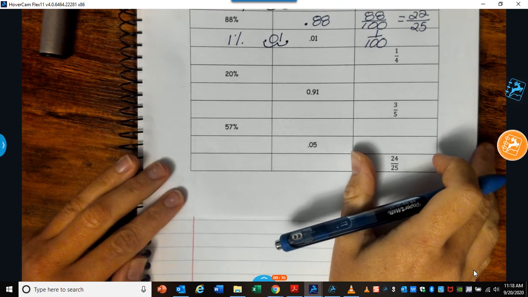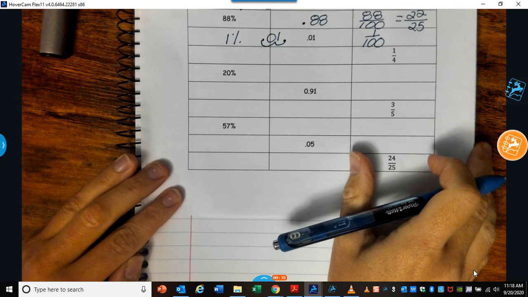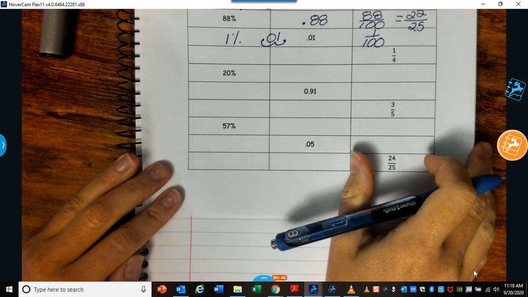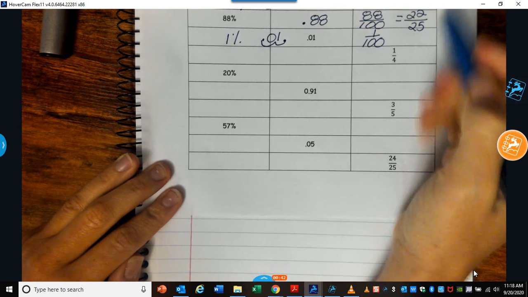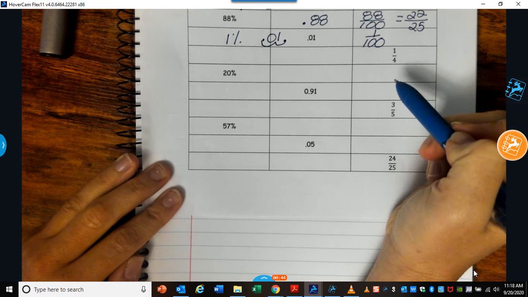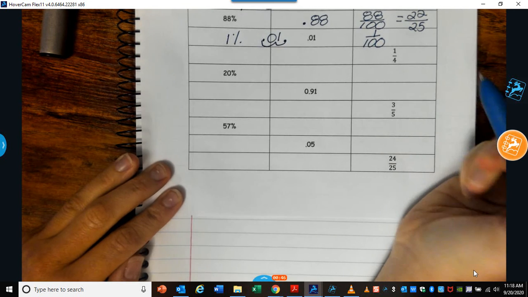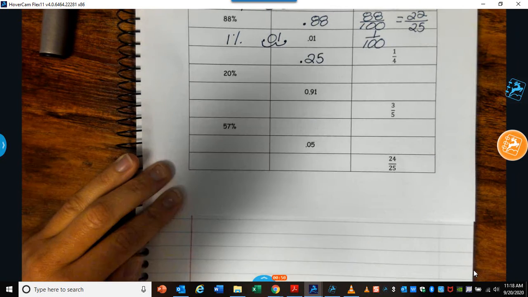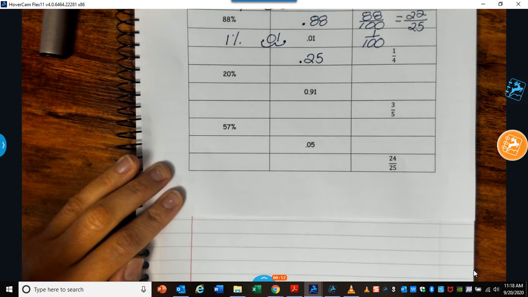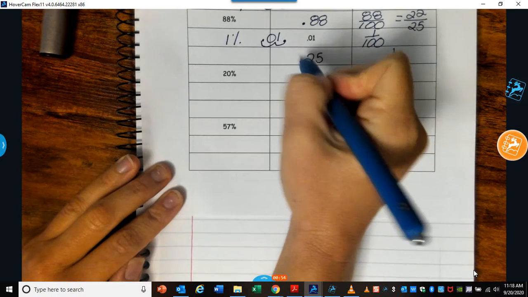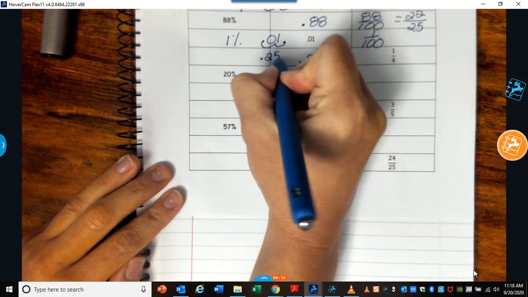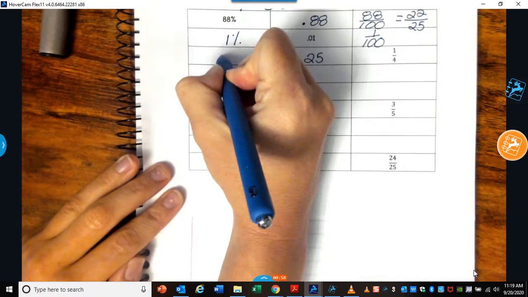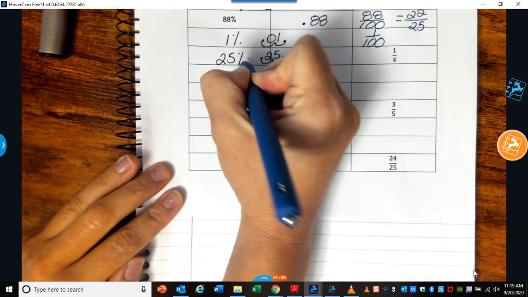1/4 is a very common fraction, something that we might want to memorize the decimal and the percent form of. When I think of 1/4, I also think of 1/4 of a dollar. 1/4 would be 25 cents, so 0.25 is going to be the decimal. I can move the decimal point 2 times to the right, and I get 25%.